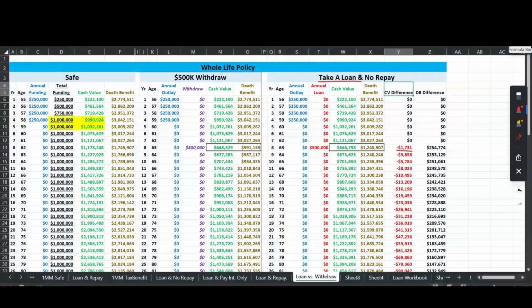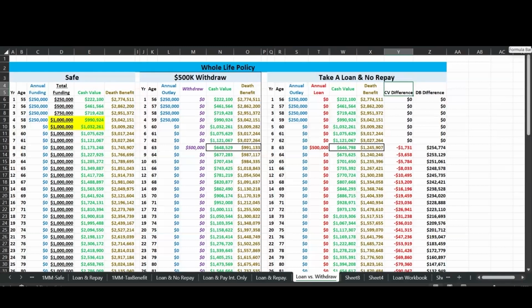The first year, I've got $1,700 less. Second year, $3,600. Small numbers relative to a $500,000 loan. However, what if I look at it at the time I'm 75, 25 years down the road? $41,000 less in cash value, still $200K more in death benefit.